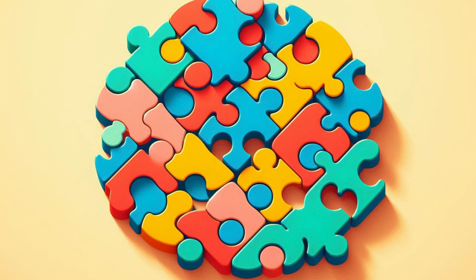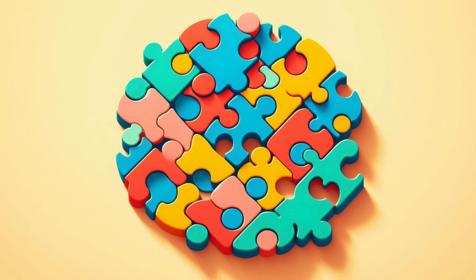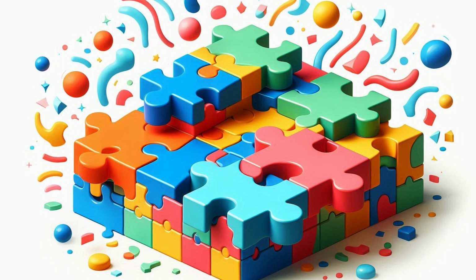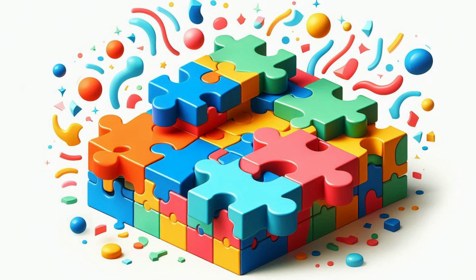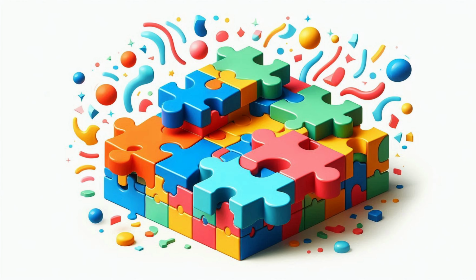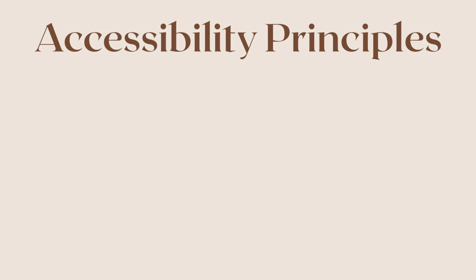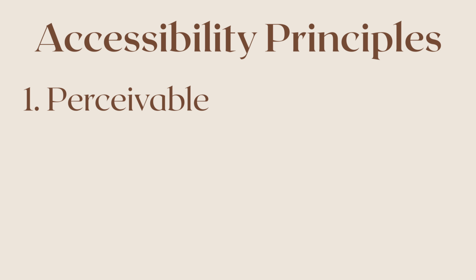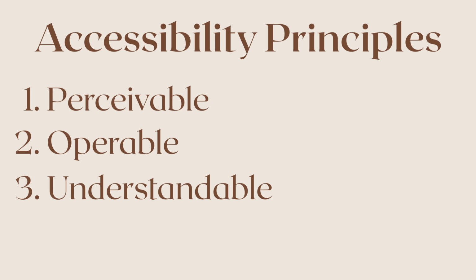Now that we understand who we are designing for, let's talk about the building blocks of accessibility. Think of them like a puzzle. Each piece is important to make the whole picture work. The four core principles of accessibility are perceivable, make sure people can see, hear, or touch the content; operable, allow people to interact with the content in a meaningful way; understandable, make sure the content is easy to understand and navigate; and robust, design the website to be compatible with a wide range of assistive technologies.